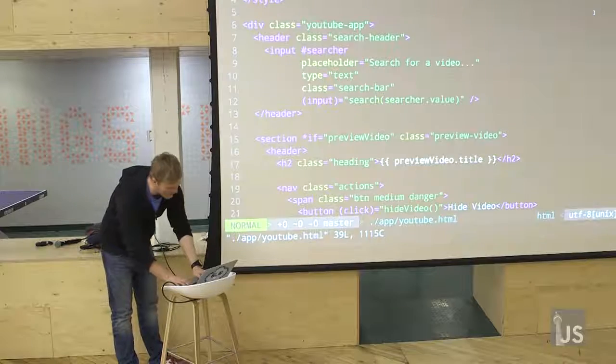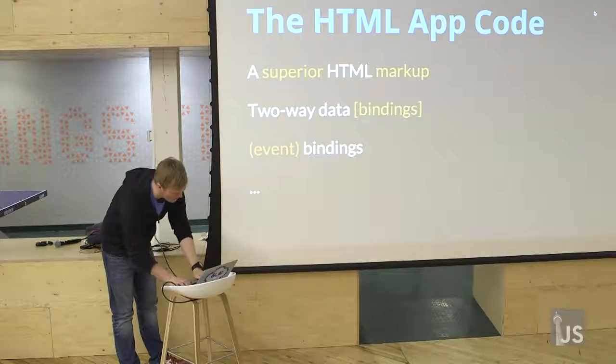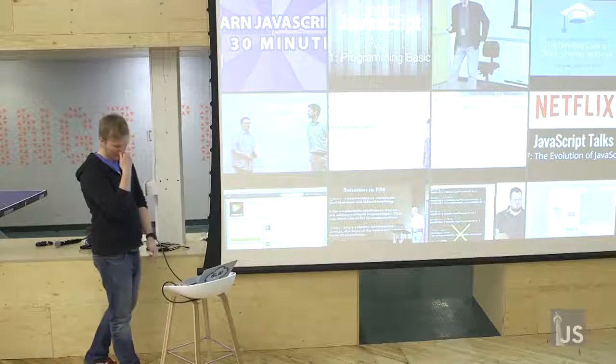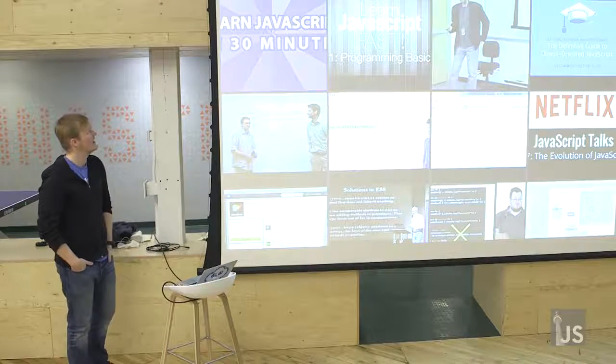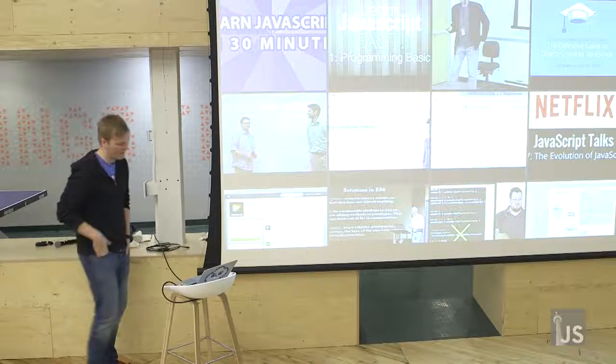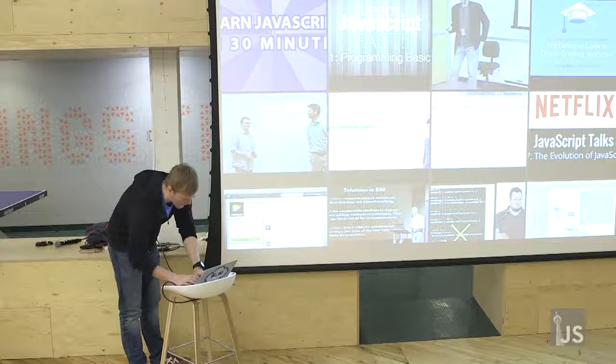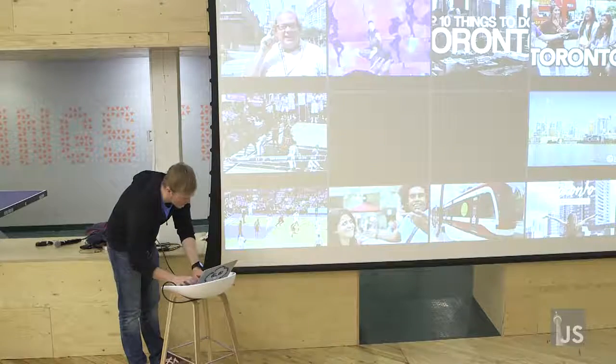So if we take a look at our code, here we have, well first of all, let's take a look at the app. This is a YouTube video searcher. It's nothing spectacular. The idea here is that I can search for Toronto JavaScript.